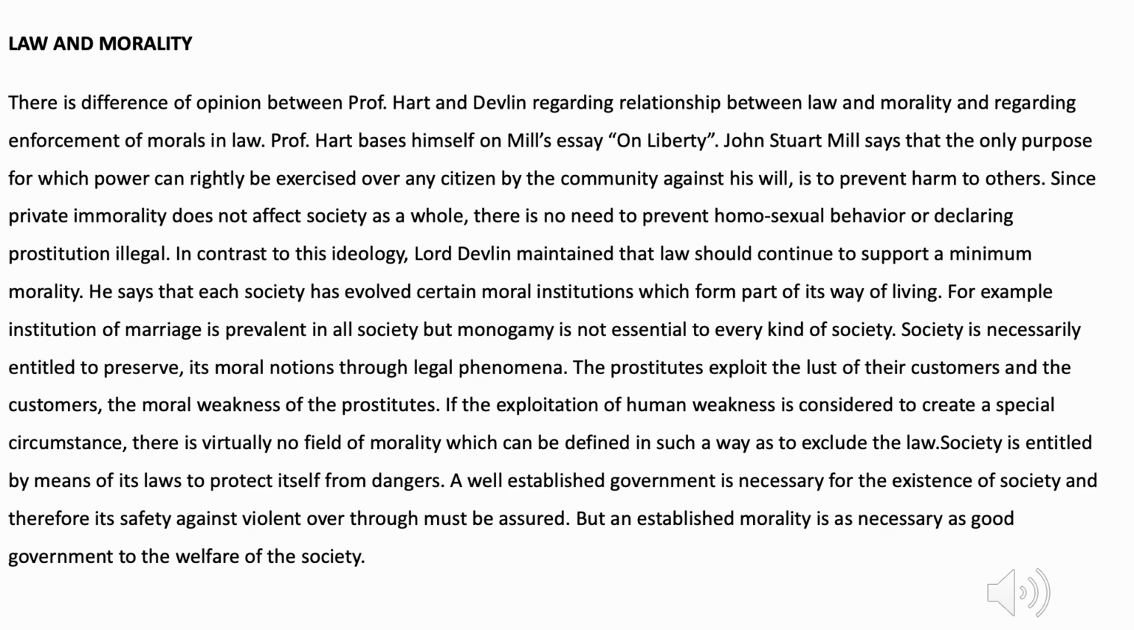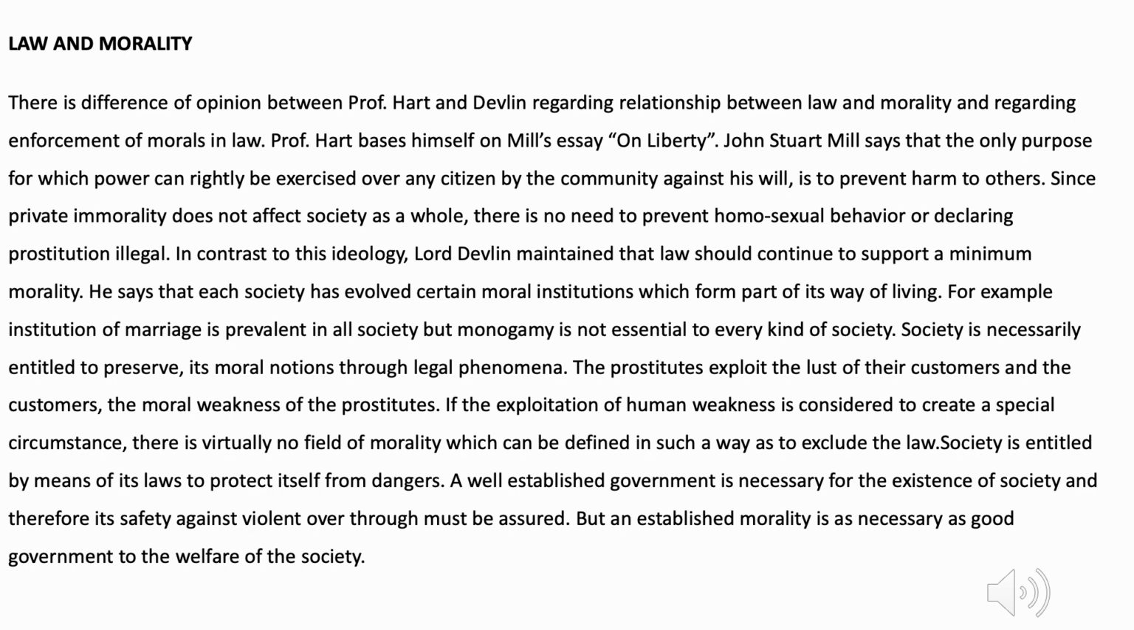Since private immorality does not affect society as a whole, there is no need to prevent private actions as such, for example, homosexual behavior or prostitution. In contrast to this ideology, Lord Devlin maintained that laws should continue to support minimum morality. He says that each society has evolved certain moral institutions which form part of its way of living.